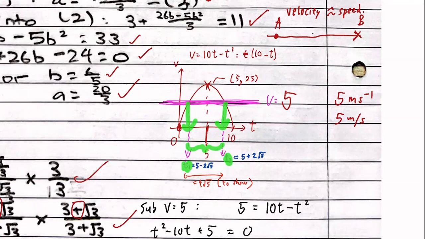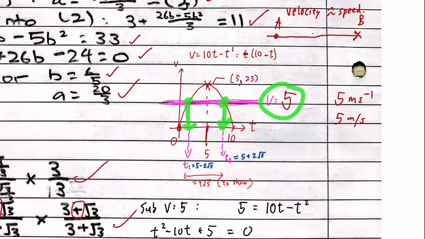Does it make sense? Okay. So what we should know beforehand is that the time taken is t2 minus t1. If I just denote the 2 times, this one is t1, that one is t2. Is that okay? Then 5 minus 2 root 5 and 5 plus 2 root 5. How do I get that? Very simple. I got v equals to 5. I want to find the x value of the 2 points of intersection.